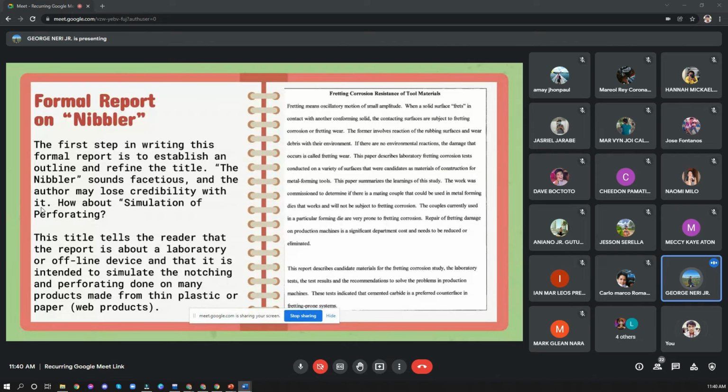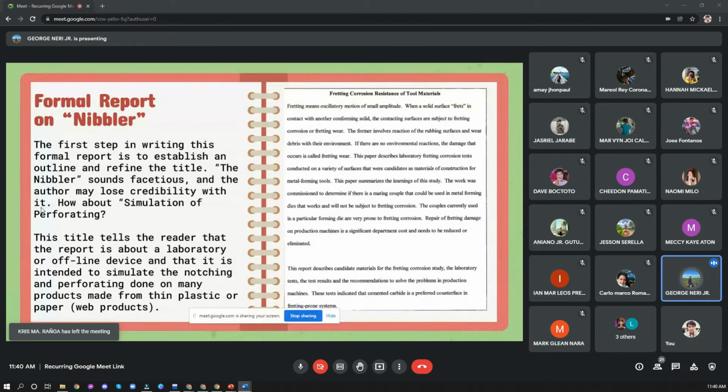Formal report on Nibbler. The first step in writing these formal reports is to establish an outline and refine the title. The Nibbler sound features, and the author may lose credibility with it.